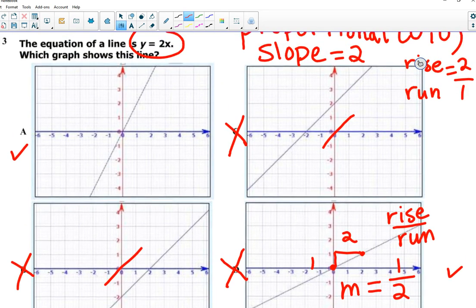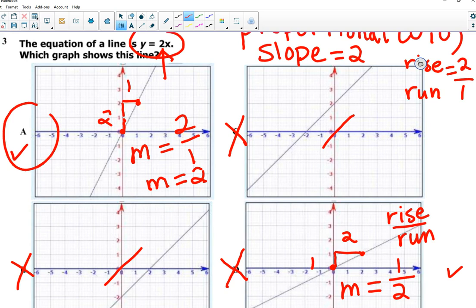So now let's look at A. We know it's right, but let's confirm it. I'm going to find 2 points. I can do 1 at the origin, 1 right here. I'm going to go up 2 and over 1. So my slope is rise over run, which is 2 over 1. So the slope is 2. The correct answer is A. Make sense? The questions we've been practicing all week should be helping you with this.